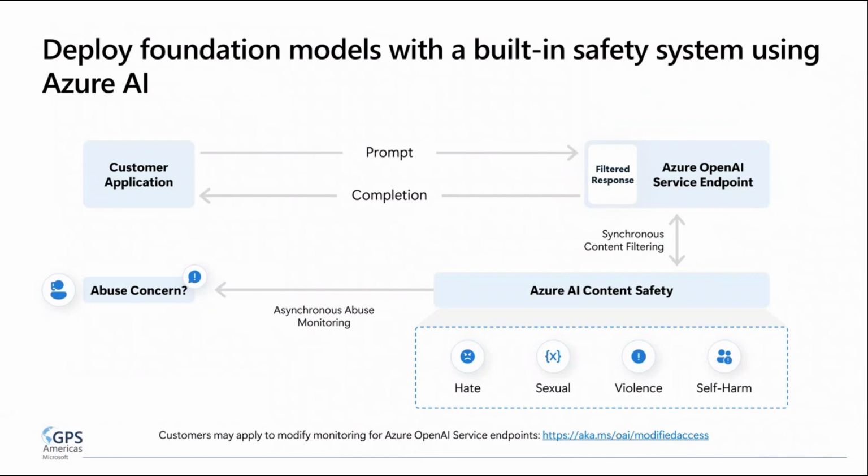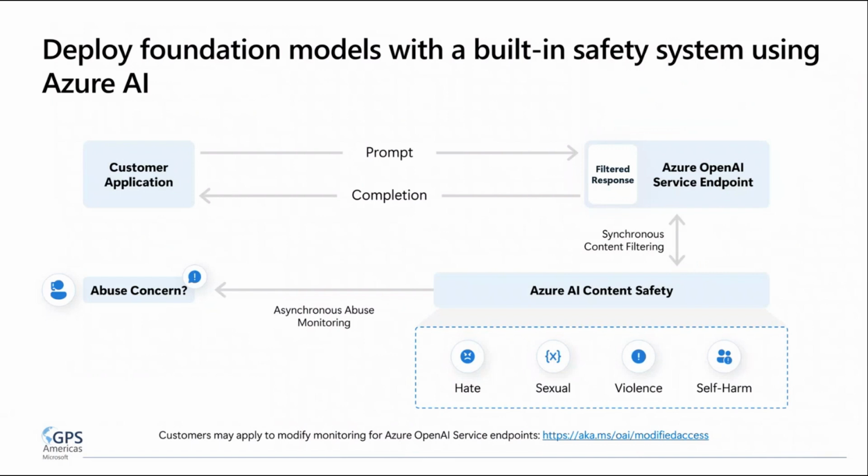If we think about this, we can have our users prompting and getting completions from the model unobstructed, but probably not a great idea because we want to filter out those prompts or responses that are potentially harmful to the end user. And that's where the content safety system comes in. What we can do is, in that customer application, as the prompt comes in, we can send the prompt into the API as a payload and have it return to us as a response which category, be it hate, sexual, violence, or self-harm, this prompt correlates with.